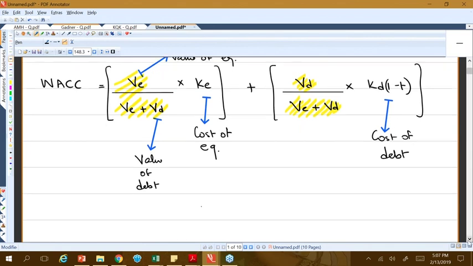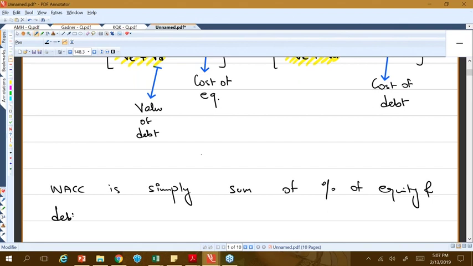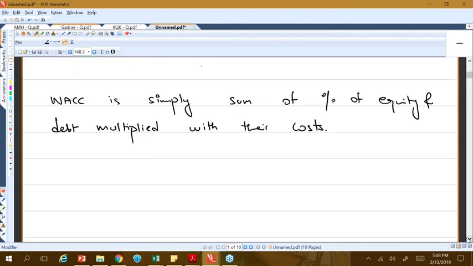So what we do in the WACC is simply sum of percentages of equity and debt multiplied with their costs. And that's it. This is the WACC. Percentage of equity and debt multiplied with their respective costs, and then we take a sum of it.